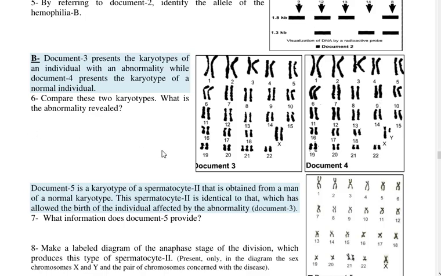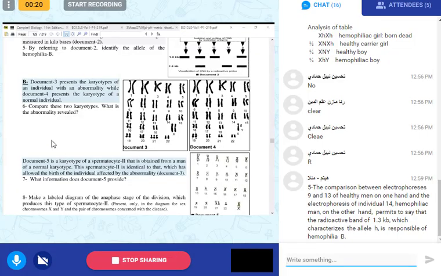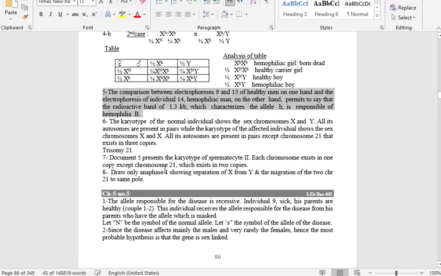Document 3 presents the karyotypes of an individual with an abnormality, while document 4 presents the karyotype of a normal individual. Question 6: Compare these two karyotypes. What is the abnormality revealed? Okay.